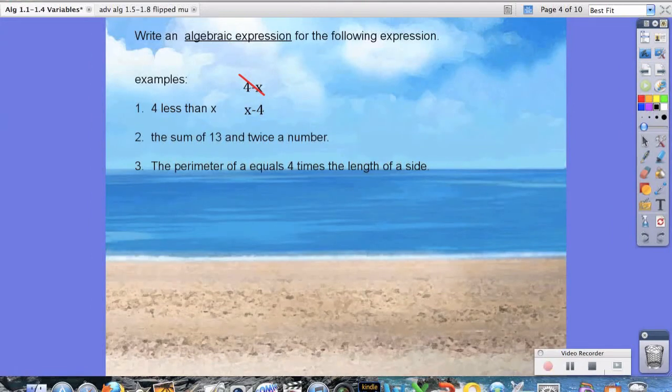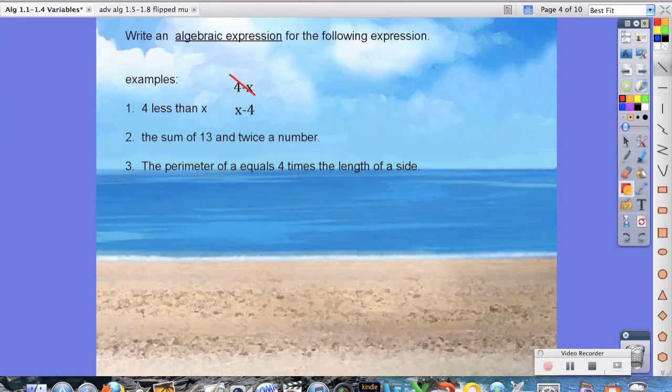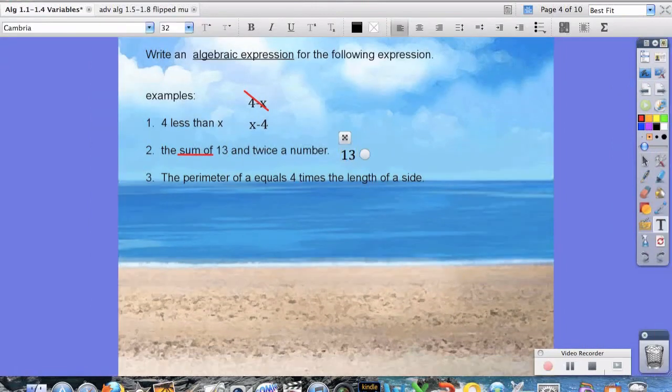For number 2, it says the sum of 13 and twice a number. So remember, using our translation table, sum of means the answer to an addition problem. So really, we're adding up 13 and twice a number, so 2 times a number, and unfortunately, we don't know what that other number is. So we're going to go ahead and assign a variable.